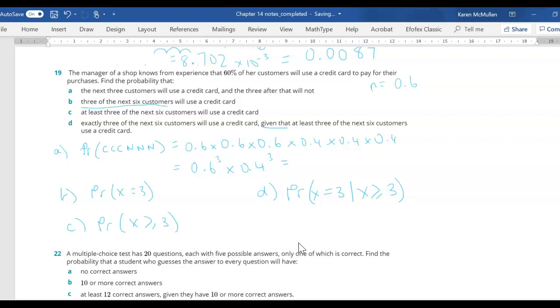Now you did those two values in B and C, but I'm just going to do the notation. So x is equal to 3 and x is greater than or equal to 3 over the probability that x is greater than or equal to 3. Now, what does x equals 3 and x is greater than or equal to 3 have in common? They just have probability that x equals 3 in common. All right, so your value from part B goes on your numerator and the value from part C goes on your denominator.